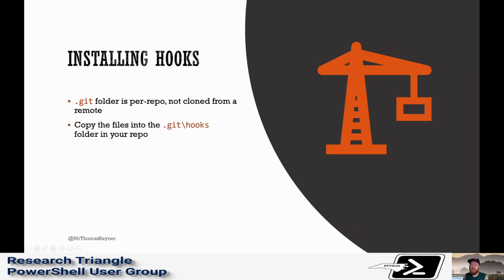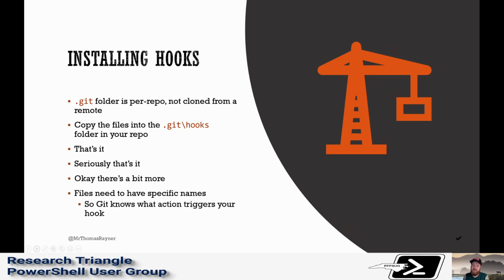Inside of the .git folder is a hooks folder, and that's where all of your Git hooks live. Easy to remember, right? Where do my Git hooks live? They live in the Git hooks folder. And all you'd have to do to install one is copy your script into that folder. That's it. Seriously, that's all. There's a bit more. The files have to have a specific name so Git knows what action your hook is tied to, but that's the installation process. So they're very conveniently distributed.